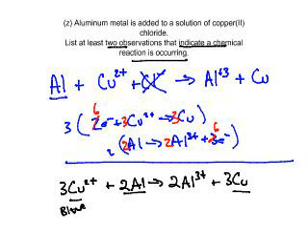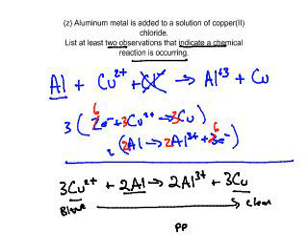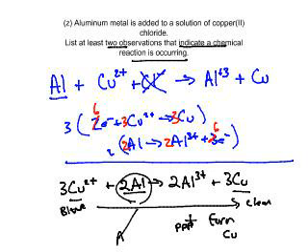So I would say the solution is going to go from blue to clear, and you're going to see a precipitate form, which will be the formation of the copper, and you're also going to see the aluminum disintegrate. That's 3. They asked for 2.